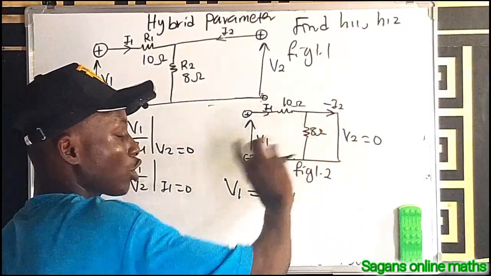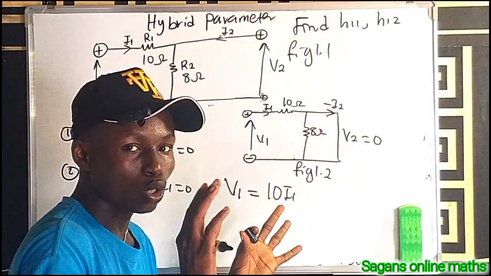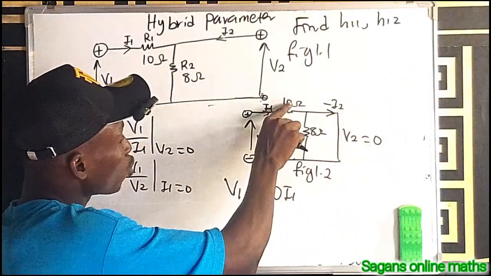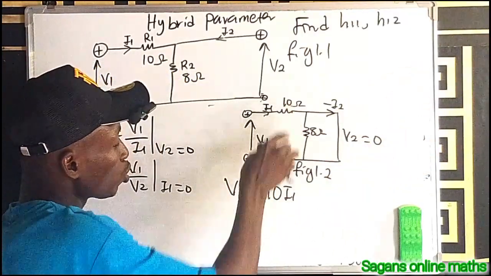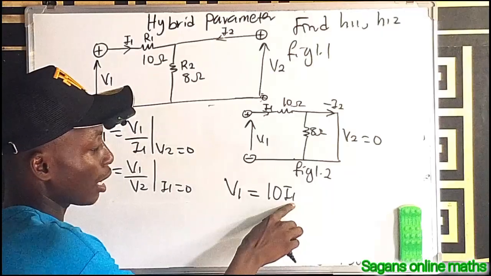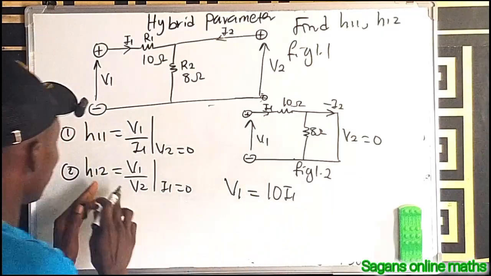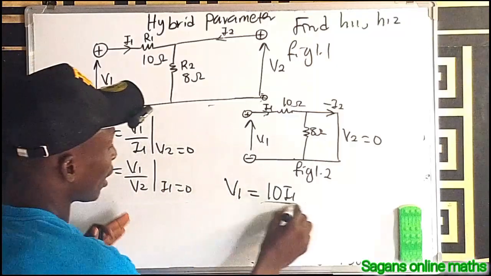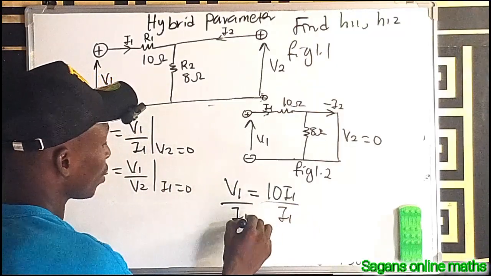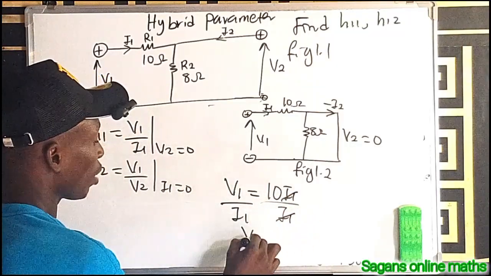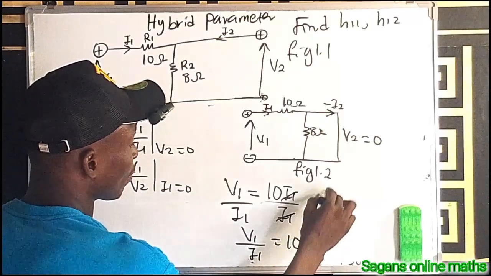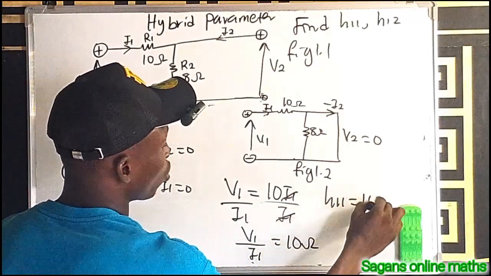Current doesn't like too much load. Anywhere they see that there's a space, they just flow through. So that current I1 will flow through this 10 ohms. So this is just 10I1. What you are looking for is V1 over I1, so you divide here by I1 and divide here by I1. So the I1 cancels out. You see that V1 over I1 is equal to 10 ohms. So it means our h₁₁ is equal to 10 ohms.